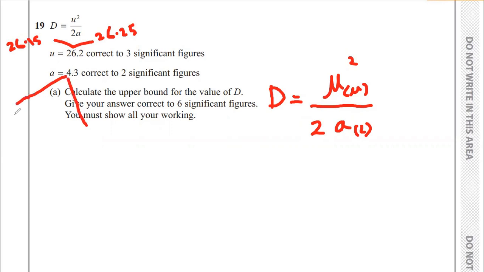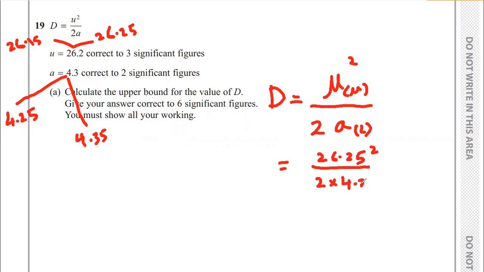And what is the lower bound for a? 4.25. What's the upper bound for this? 4.35. We are going to use the upper bound for u, and that will be 26.25 squared, and all of this divided by 2 times the lower bound of a, which is 4.25.